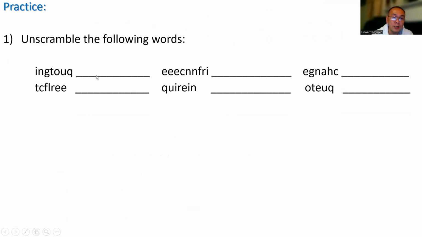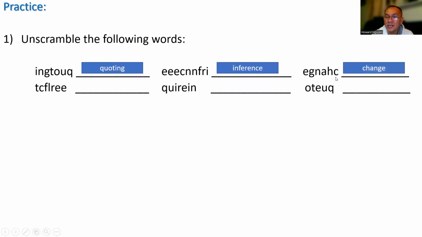Okay, so the first one should be quoting. Q-U-O-T-I-N-G. Next one, inference. Remember, this E here is silent. Inference. I-N-F-E-R-E-N-C-E. Here, change. C-H-A-N-G-E. Here, reflect. R-E-F-L-E-C-T. Inquire. I-N-Q-U-I-R-E. Quote. Q-U-O-T-E.